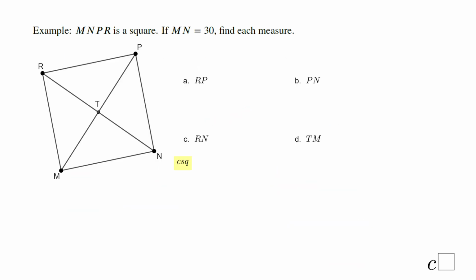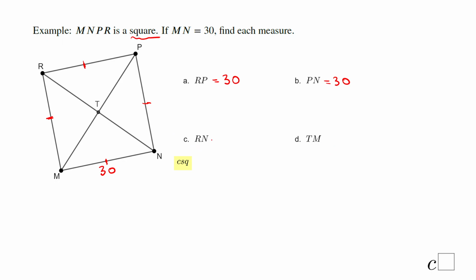In the next problem, very similar, we have MN now, which is the side of the square. This is 30. So that means everything is 30 here, right? This one, RM, and also RP. And we need to find each measure, and one of them is RP, which is also 30, because in a square all sides are congruent, they have the same measure. PN also 30. RN, that would be interesting, we need to find that and TM.